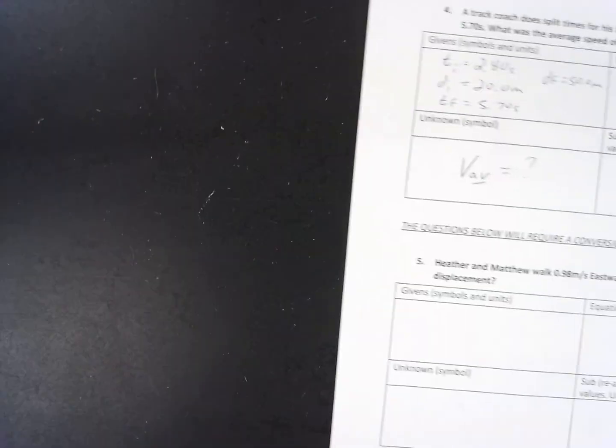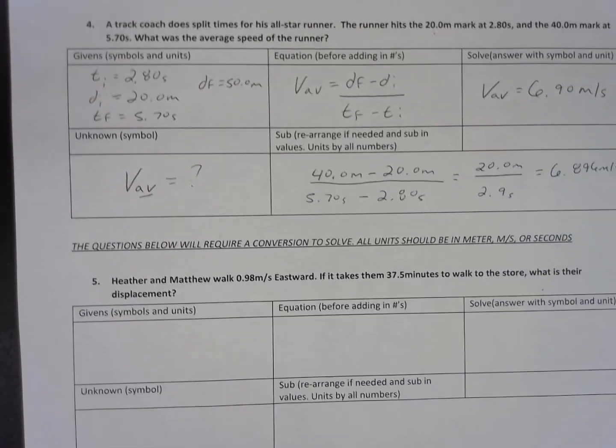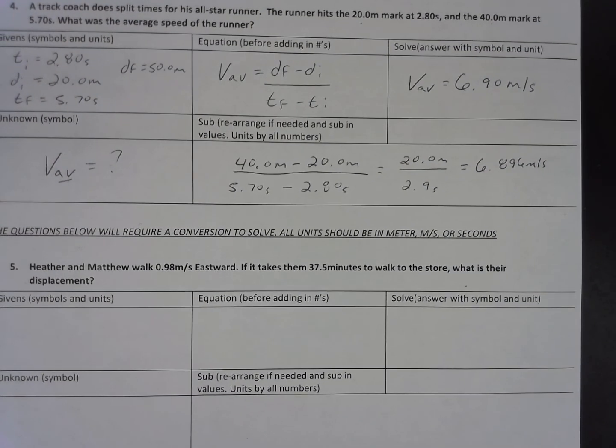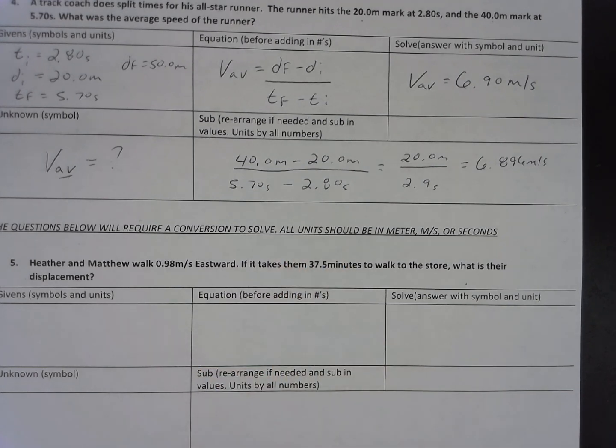I know 5 and 6 are a little bit tougher. These have conversions, so you have units that aren't given in meters per second, or seconds. So we're going to use our conversion factors or our metric chart to convert those units so that they're all in meters per second, or seconds for solving.